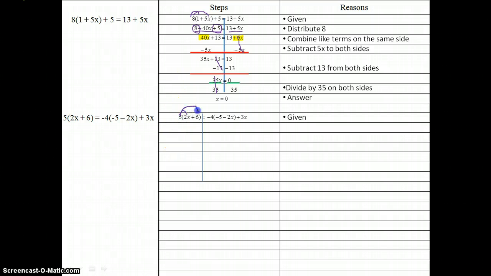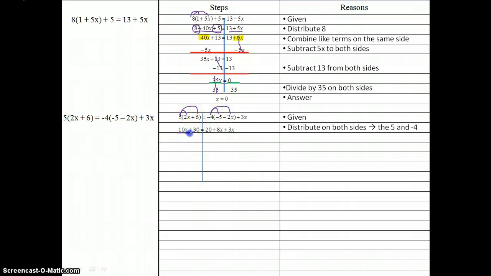We're going to distribute the 5 to its parentheses, and then we're going to distribute the -4 to its parentheses. When we do that, we're going to get 10x plus 30 equals 20 plus 8x plus 3. So we distributed on both sides the 5 and the -4. Okay, so you can distribute more than once. And now we're going to combine our like terms.